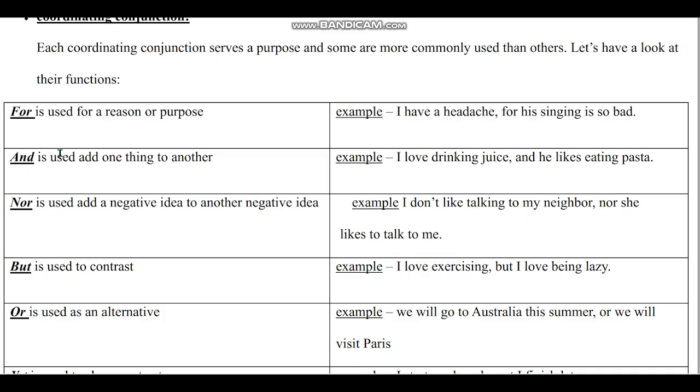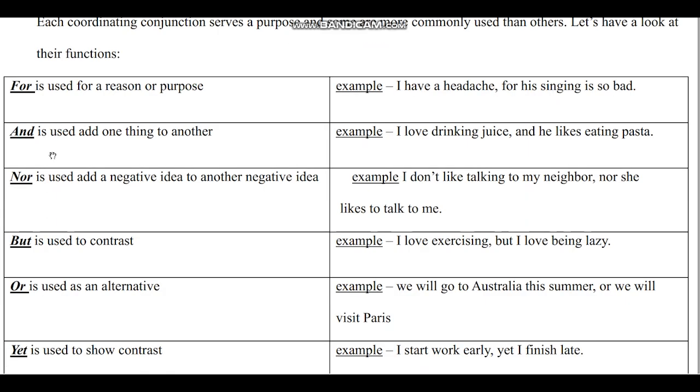The second coordinating conjunction is and, and it is used to connect two ideas, to add. Okay? And usually these ideas are both affirmative, so they are not opposites. They add a different idea.